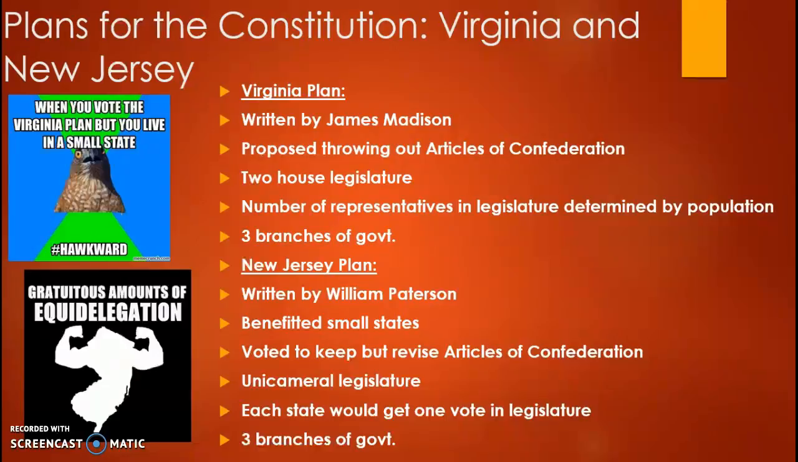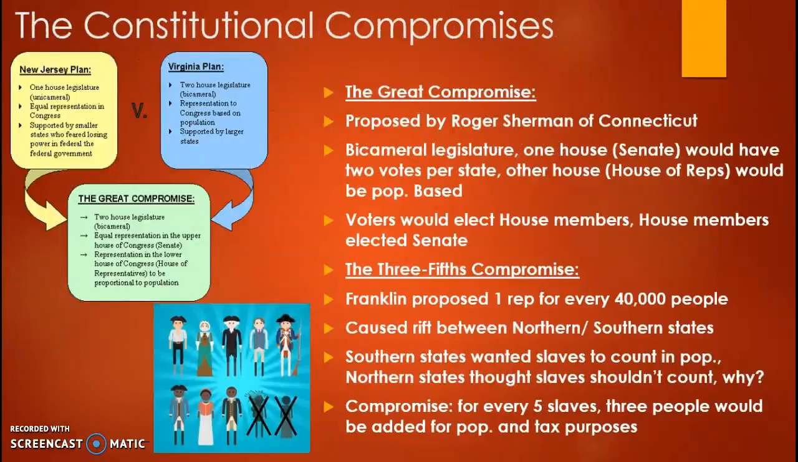On the other side of the coin is the New Jersey plan written by William Paterson. So this one, small states would have preferred because Paterson wanted to keep and revise the Articles of Confederation, add the other two branches, and keep Congress as a one-house legislature. So just like if we had just the Senate or just the House of Representatives, and each state would only get one vote no matter how big or small they were. That caused some problems, obviously, because they're completely different. So the convention delegates had a huge job in front of them, which was to come up with some compromises to deal with some big issues.